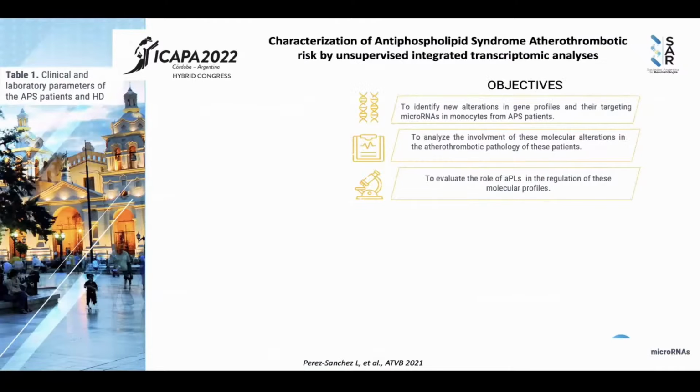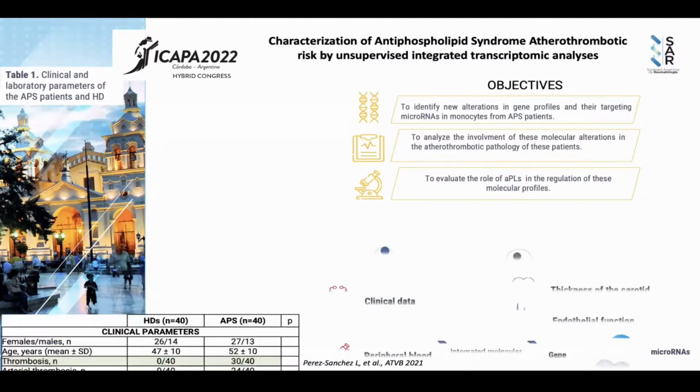With these premises, we have developed a new study in which an integrated approach was employed by evaluating jointly data obtained by multiple gene and microRNA expression profiling methods in monocytes from APS patients in order to characterize distinctive clinical APS phenotypes and identify novel molecular regulatory networks related to cardiovascular disease.